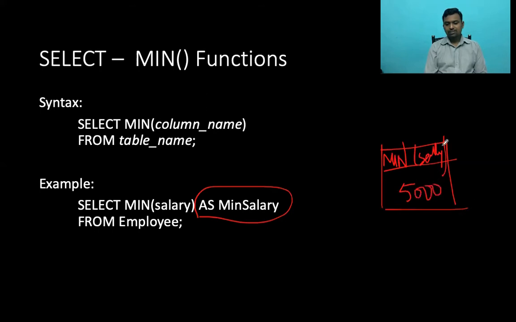Now, but this is not a relevant thing. Now say let me give an alias name. When I give an alias name, what will happen? This min within parenthesis salary will be changed to min salary. Okay, so it gives a proper name for it. It is always better to give an alias name whenever I'm going for an aggregate function like min, max, or something like that.